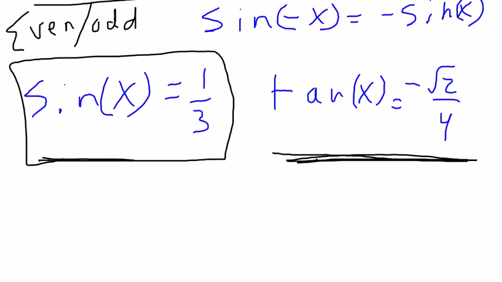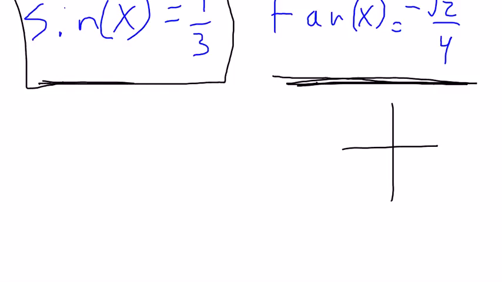Tangent is negative in the second quadrant and the fourth quadrant. In the second quadrant, your x value is negative, so y over a negative x would be negative, which makes tangent negative. In the fourth quadrant, your y value is negative and your x is positive, but tangent is y over x, so it would also be negative. So I'm either going to be in the second quadrant or the fourth quadrant.